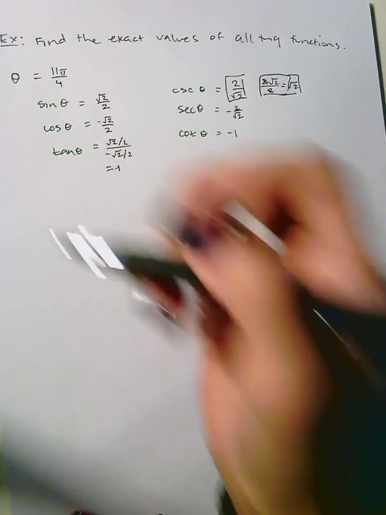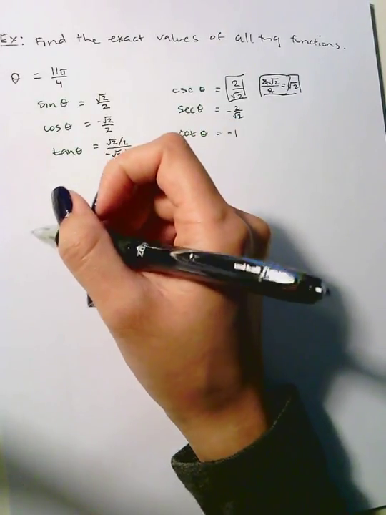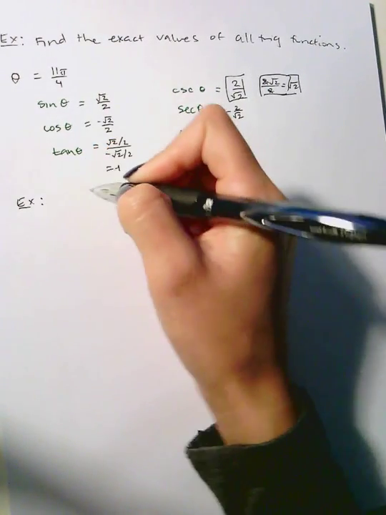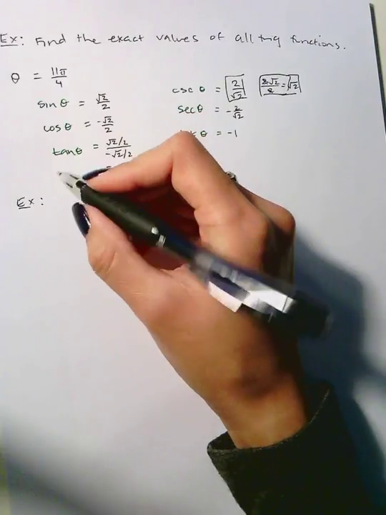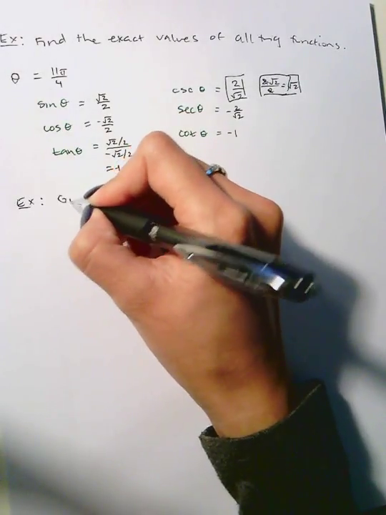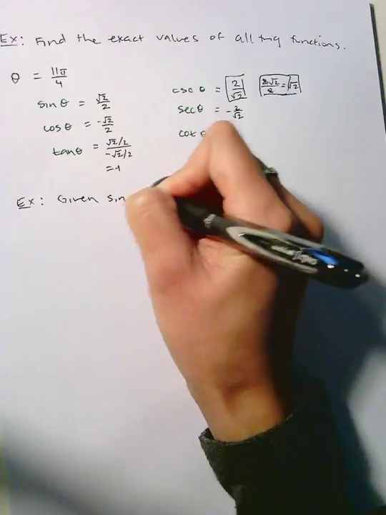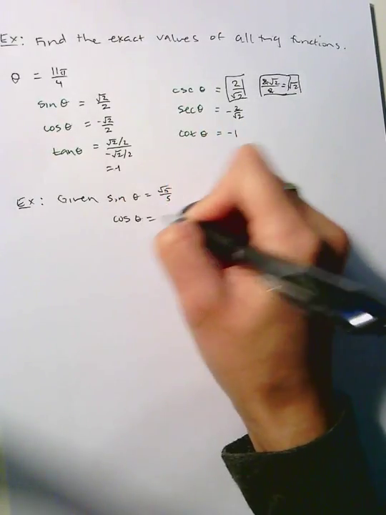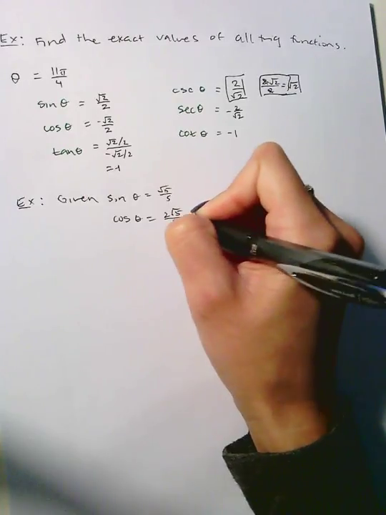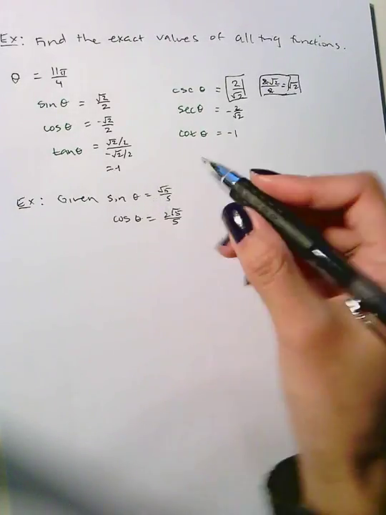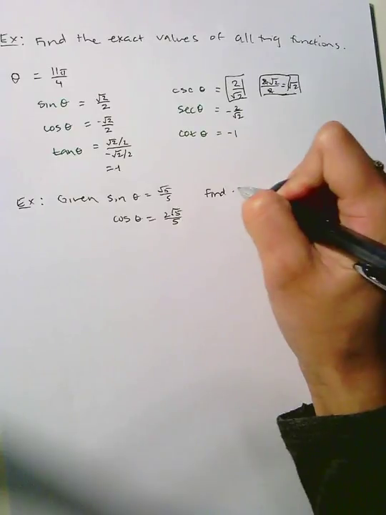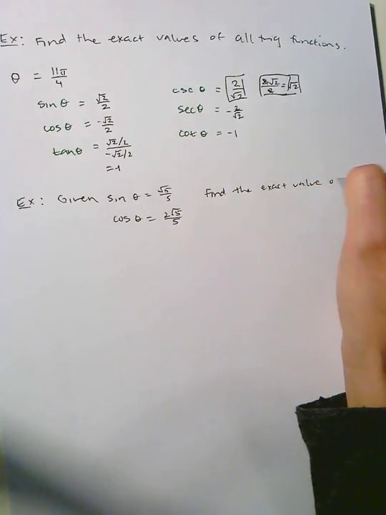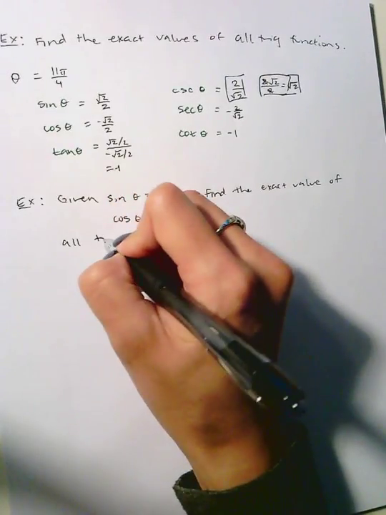So on the next part, I'm going to continue with section 6.3, and for the next example, what I want to do is find the values of the trig functions again, but now I'm given sine of theta is equal to radical 5 over 5, and cosine of theta is equal to 2 radical 5 over 5. So using this, we're going to go ahead and again find the exact value of all the trig functions.